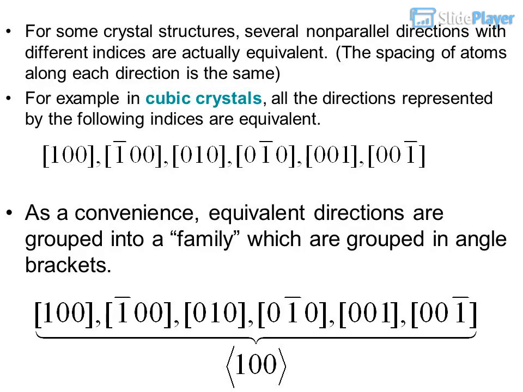For some crystal structures, several non-parallel directions with different indices are actually equivalent. The spacing of atoms along each direction is the same. For example, in cubic crystals, all the directions represented by the following indices are equivalent. As a convenience, equivalent directions are grouped into a family, which are grouped in angle brackets.